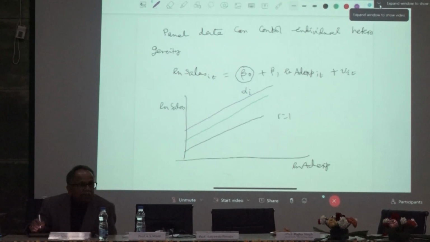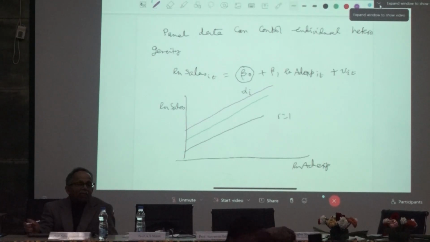So what is happening? These lines are parallel. Why are they parallel? Because beta 1 is exactly the same for everybody. So the slope is not changing from individual to individual. That means the marginal effect or elasticity of advertisement expenditure is exactly the same for every company. But every company has a different intercept, meaning that this company may be different from another company. Maybe they're big or they have a different reputation in the market. You can think of many different things, right? And if you're looking at individuals, then of course individuals are different in many respects, and we are controlling the differences through the intercept.